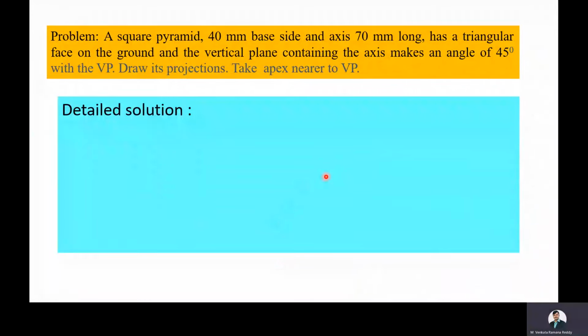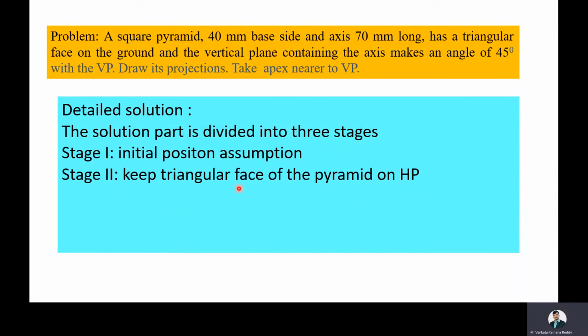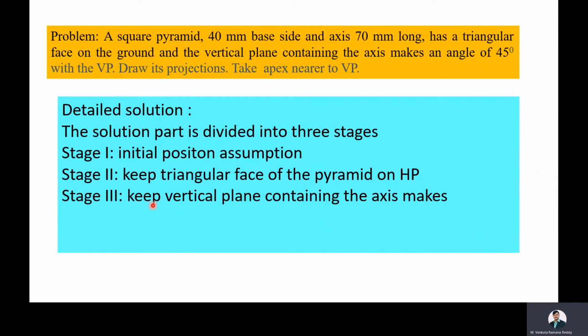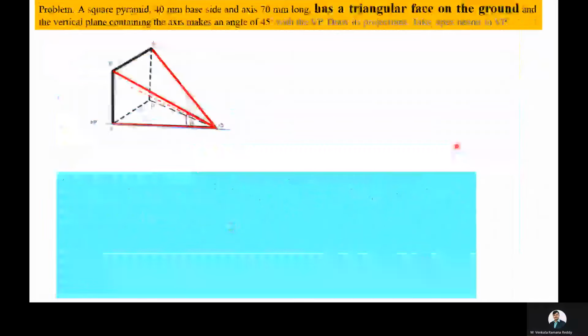The solution for the given problem is divided into three stages. Stage 1, initial position assumption. Stage 2, keep triangular face of the pyramid on horizontal plane. Stage 3, keep vertical plane containing the axis makes inclination to the vertical plane. Then we'll move towards how we'll consider the initial position assumption for the given problem.